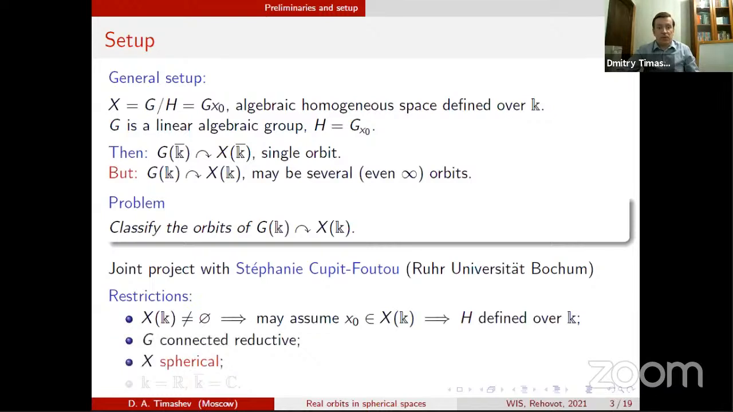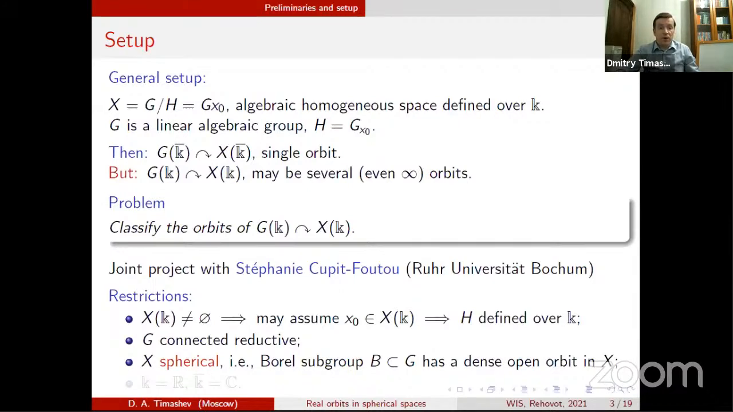So the second restriction is that G is assumed to be connected and reductive, and X is assumed to be a spherical homogeneous space. I guess that at this seminar, maybe most of you know what a spherical homogeneous space, a spherical variety, is, but let me just, for the sake of clearness, because sometimes the definitions are slightly different, emphasize that by a spherical homogeneous space, I assume a homogeneous space under a reductive group such that any Borel subgroup in G has an open orbit on the space. So X is assumed to be spherical.